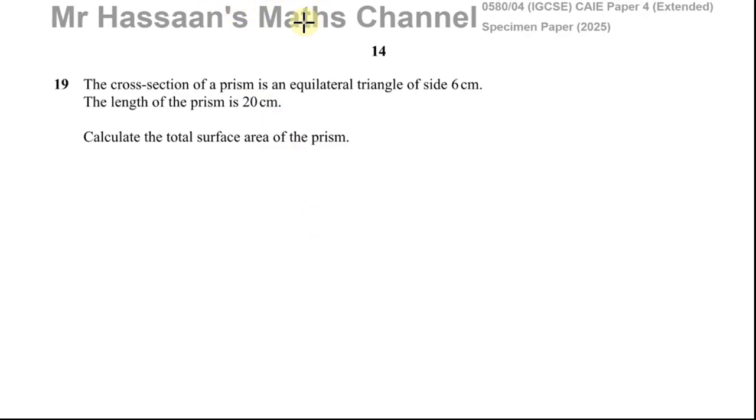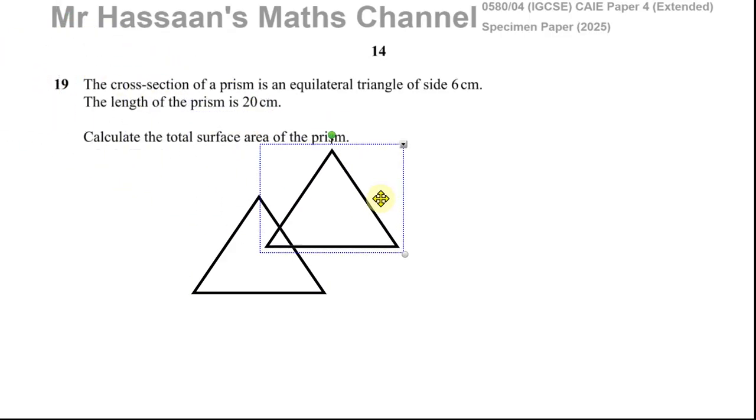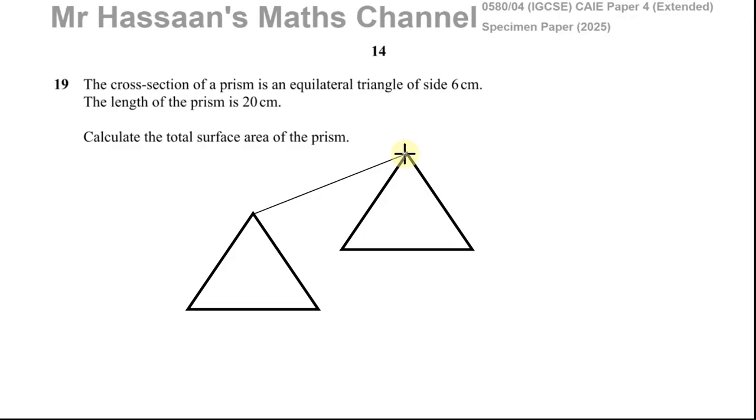So we have an equilateral triangle. Just say that's an equilateral triangle, that's the face of the prism. So the prism is, just take this and copy it. The prism is like 20 centimeters long. So if I join these together, something like that, it's kind of like a Toblerone bar, if you know that chocolate bar. So that's the kind of shape.